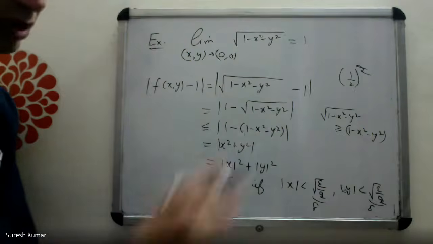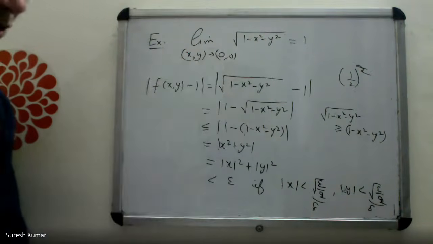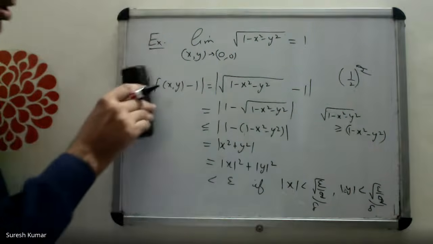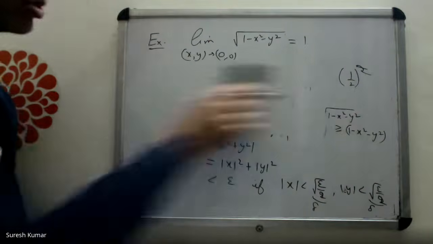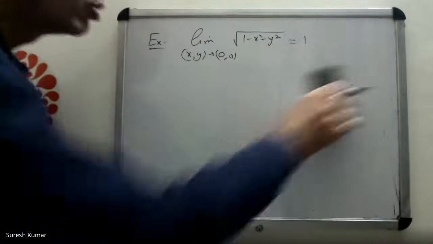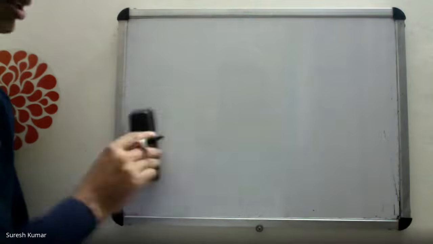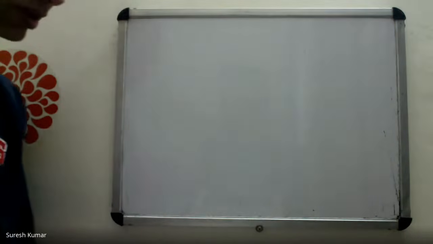So see this manipulation, okay? And doing this manipulation, you are able to prove that limit of this function as (x,y) goes to (0,0) is 1. So hope you understand this. It depends on the problem, and according to the problem, you have to think how to get the delta neighborhood for which modulus of f(x,y) minus L is less than epsilon. If you establish this, limit exists and is equal to L.